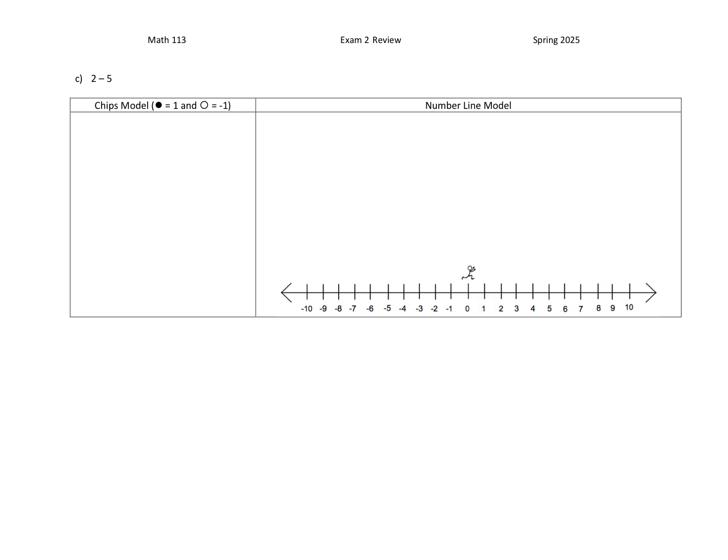2 minus 5. So I'm starting with 2 positive chips, and I want to take away 5 positive chips. But I don't have 5. I only have 2. So I'm going to add 3 more. But in addition to those 3 positive chips, I'm going to add 3 negative chips.